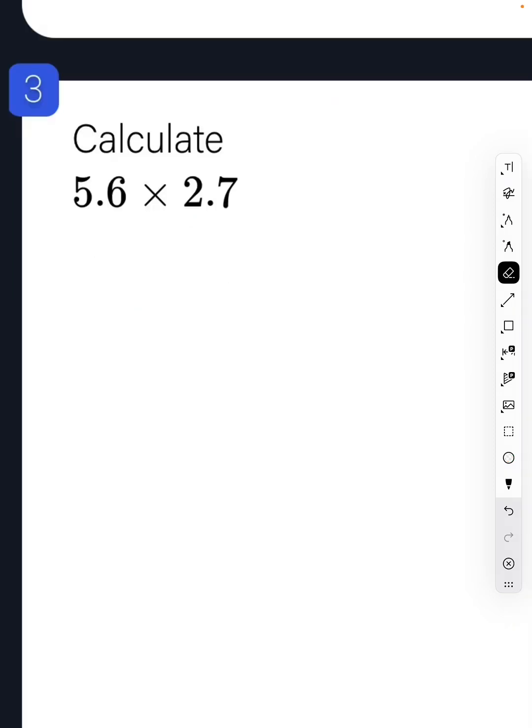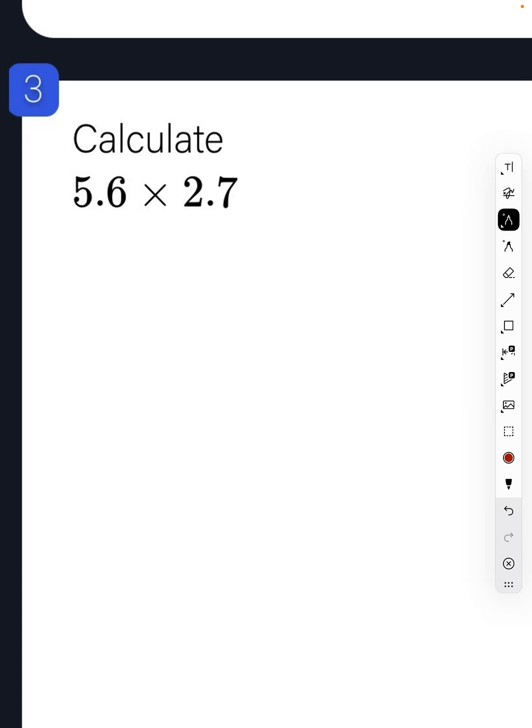Okay, let's take a look at question number 3. In this case, we are going to be multiplying with decimals. When you're multiplying with decimals, it's very important that we are making sure the number of decimal places in our question and how it impacts our answer.